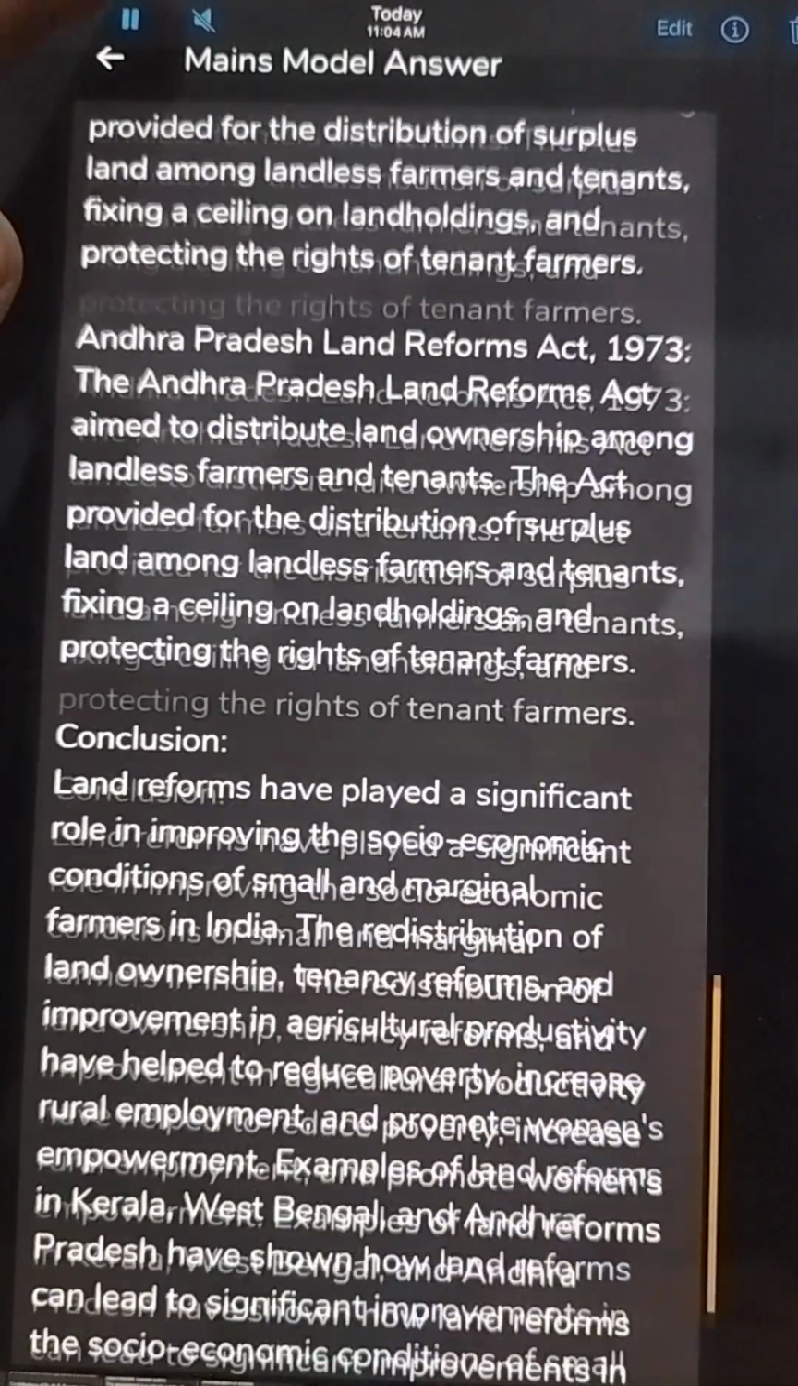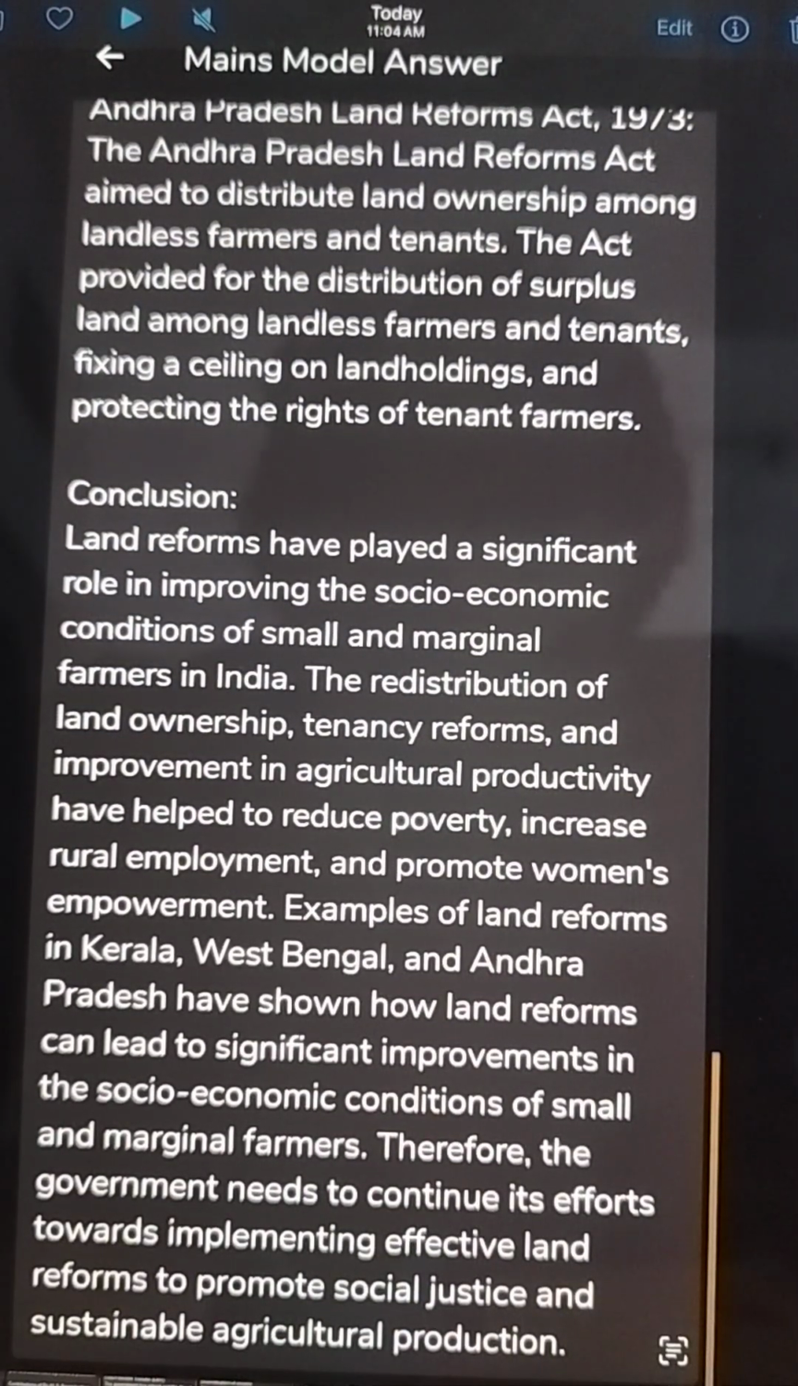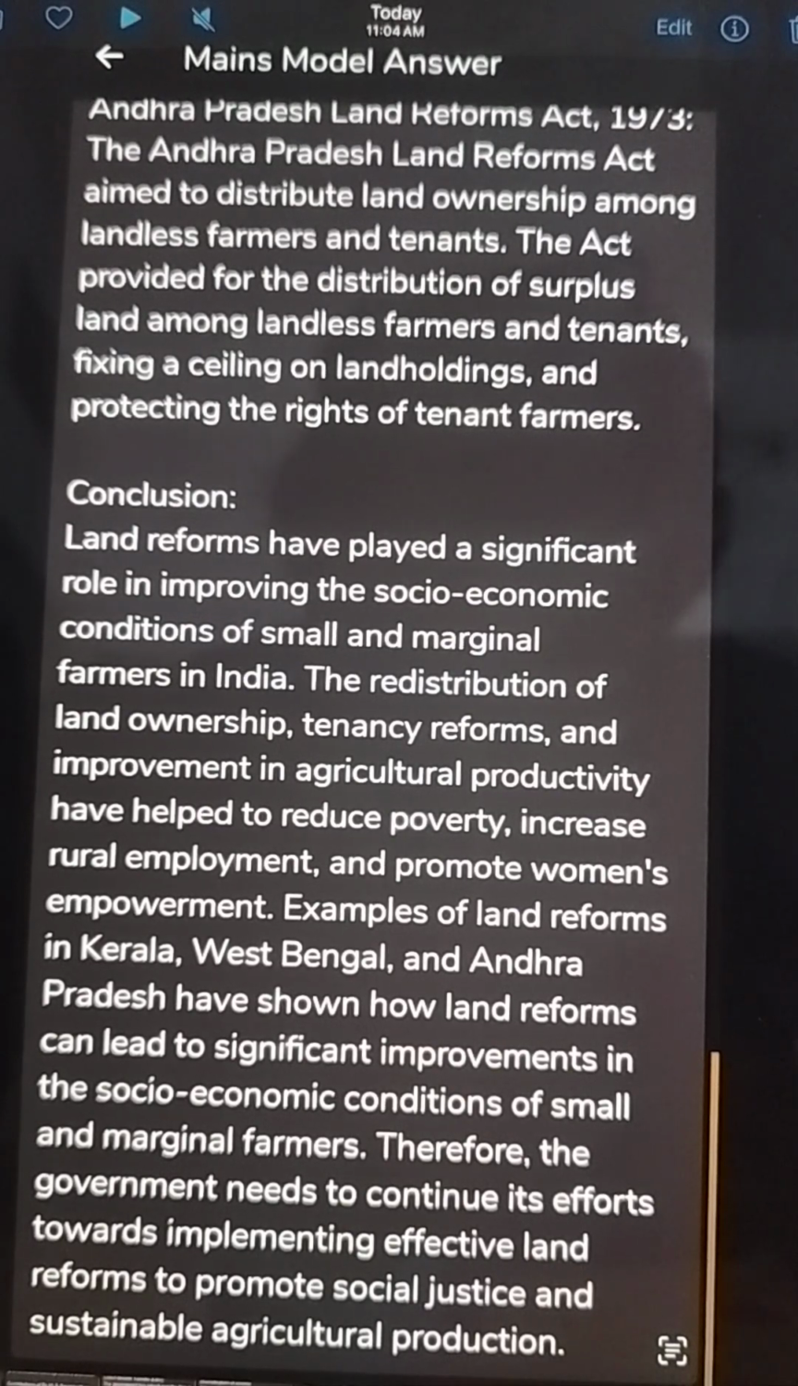Then, concluding, land reforms have played a significant role in improving the socio-economic conditions of small and marginal farmers in India. The redistribution of land ownership, tenancy reforms, and improvement in agriculture productivity have helped to reduce poverty, increase rural employment, and promote women's empowerment. Examples of land reforms in Kerala, West Bengal, and Andhra Pradesh have shown how land reforms can lead to significant improvements in the socio-economic conditions of small and marginal farmers. Therefore, the government needs to continue its efforts towards implementing effective land reforms to promote social justice and sustainable agriculture production.